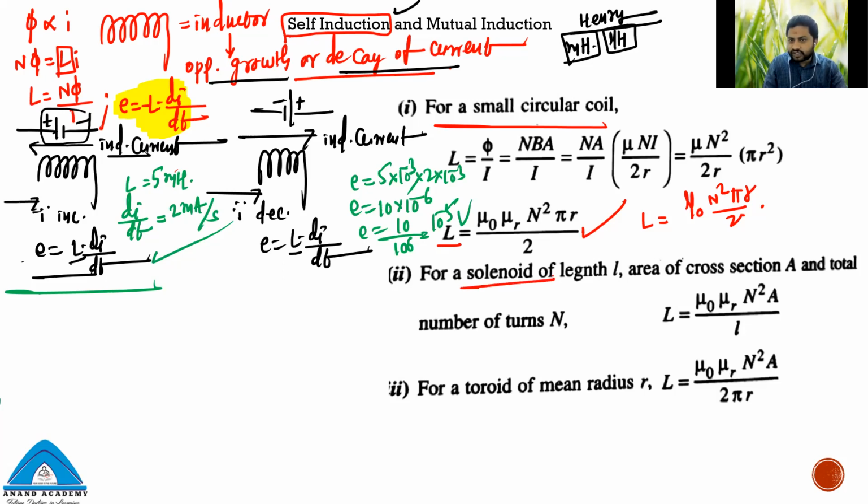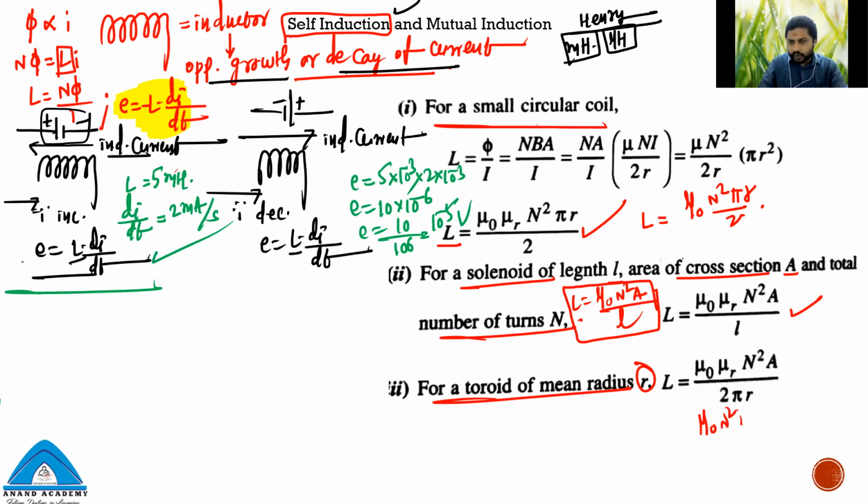And here, for the solenoid of length L and area of cross section A, with total number of turns N, it will be written like this. So L is equal to, look at this L right here, L is equal to mu naught N square A by L. Very important. L is equal to mu naught N square A by L. For the toroid, it will be the same, mu naught n square A by L, where L is 2 pi r.